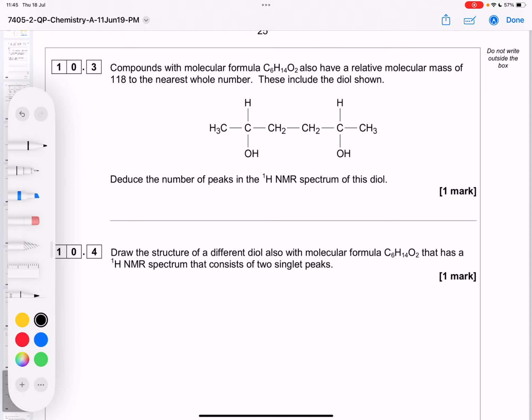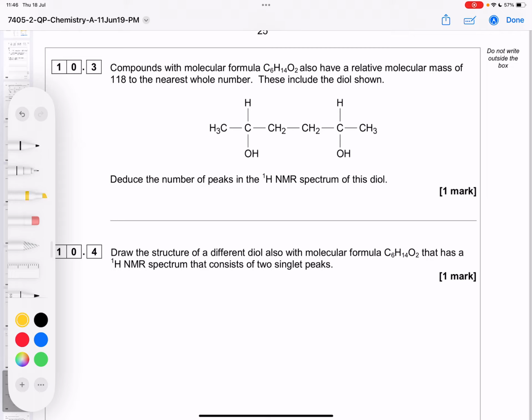Compounds with molecular formula C6H14O2, so that's a 2n plus 2 type formula, so saturated, no double bonds, also have a relative molecular mass of 118 to the nearest whole number. These include the diol shown. Deduce the number of peaks in the 1H proton NMR spectrum of this diol. So how many different types of hydrogen have we got?